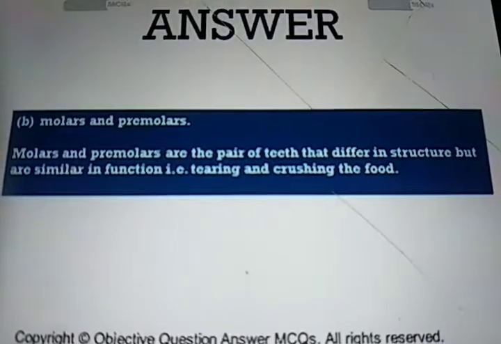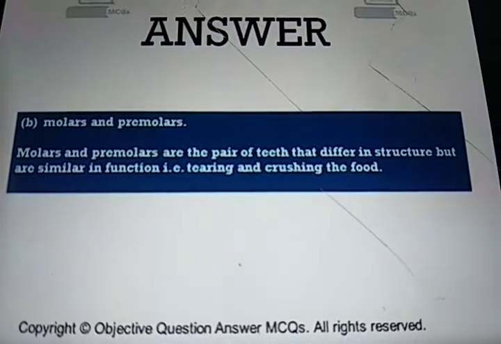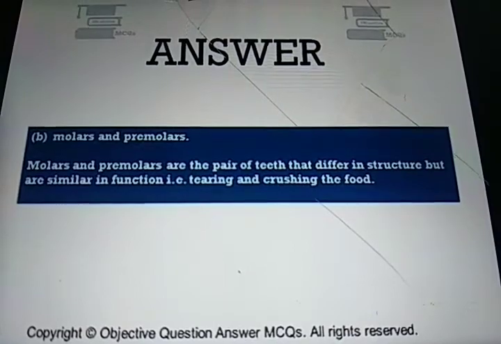So molars and premolars are the pair of teeth that differ in structure but are similar in function, that is, tearing and crushing the food.